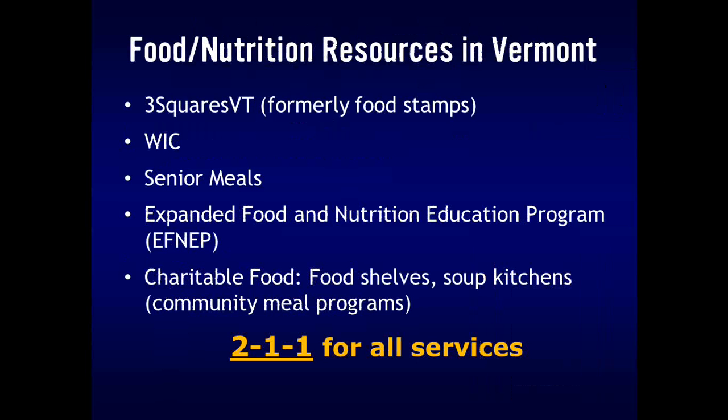Just a review of some of the programs available. Old hat for all of you: 3 Squares, WIC, senior meals. We're certainly hearing about a lot more children who are being placed in kinship care, and those families are often hungry because there isn't money that's following those kids, and those seniors are living on a fixed income. And of course the FNEP program, run out of UVM Extension, is a wonderful resource, and charitable food. The best way to find out about charitable food in your region is through 211. They have the most up-to-date information.